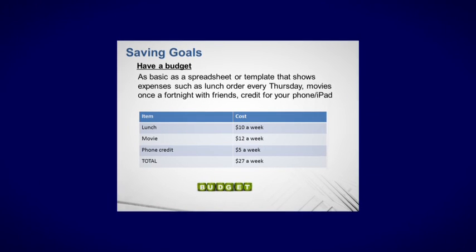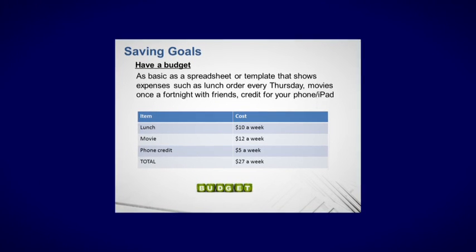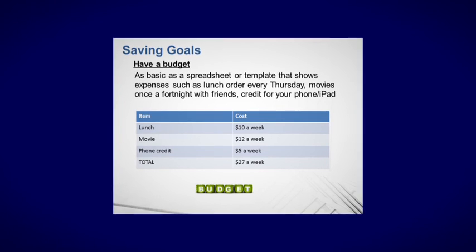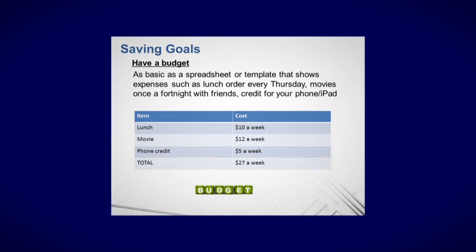If you can have a template, even as simple as an Excel spreadsheet, to write what money you spend, whether it be on your lunch once a week, a movie, phone credit, that allows you to know what you're actually spending every week. So you may earn $50 a week and you may be spending $27 a week, as the graph shows here, on some lunch and a movie and your iPhone. So the rest of the money, what are you doing with it? If you don't keep track of it, it could be very easy to lose sight of where your spending's going.